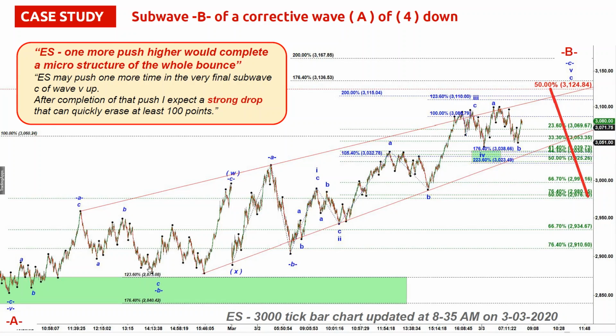That was ABC, the first ABC, that could be W, that could be wave X, and then we needed to get the final ABC, because double 3 has to have 2 ABC structures, and the final ABC structure, the final subwave C, has to have an impulsive structure. This is the starting point of that fractal. This is the 5-wave up fractal.